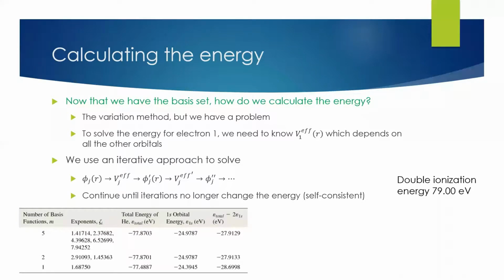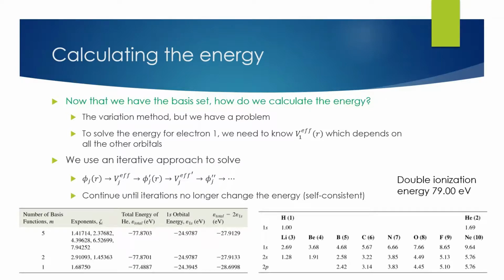We can compare this to experimental data. So the double ionization energy of helium is 79 electron volts. So it takes 79 electron volts worth of energy to remove 2 electrons from helium, and we're predicting -77.9 energy. So we're off by 1.1 electron volts. And again, that comes in from these approximations that we have used. If we don't use these approximations, we can get more accurate predictions.